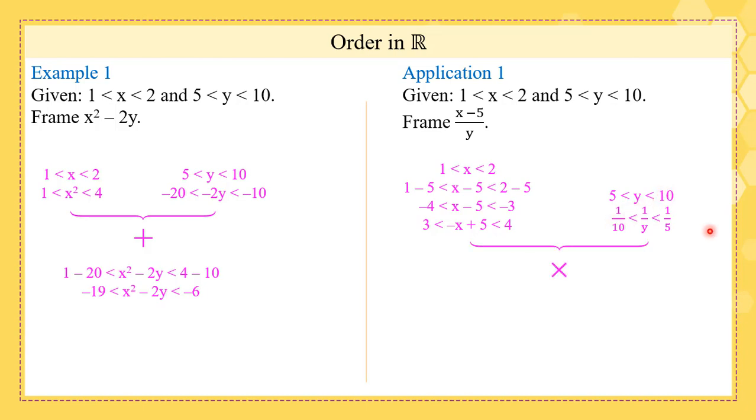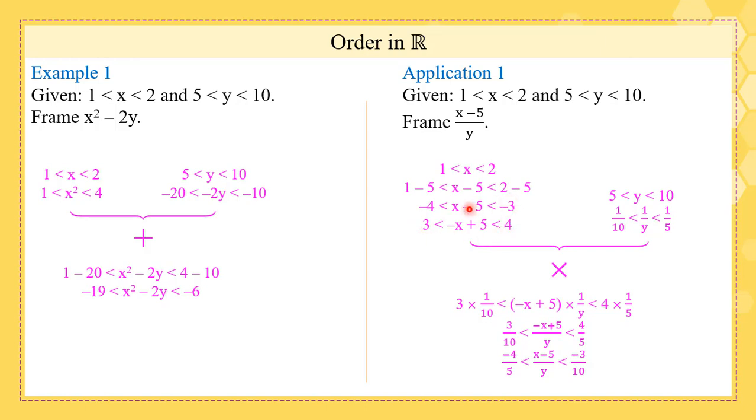Now, if we multiply, we get minus x plus 5 times 1 over y is between 3 times 1 over 10 and 4 times 1 over 5. In other words, minus x plus 5 over y is between 3 over 10 and 4 over 5. And remember, this is not what we want. We want x minus 5 over y. So we can multiply by a minus by flipping the boundaries. So that's why we applied this step here.